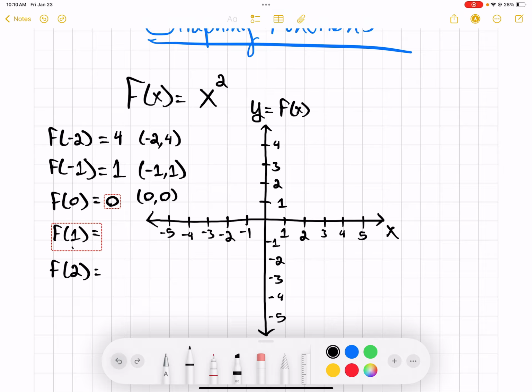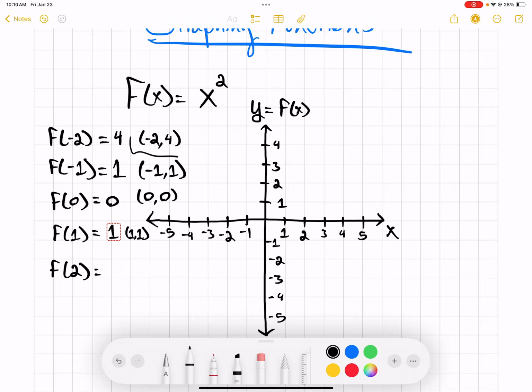Let's do f of 1. f of 1 is 1 squared. So f of 1 equals 1. And as a coordinate point, that would be the coordinate point (1, 1). And again, these coordinate points are telling you what your output is for whatever your specific given input is.